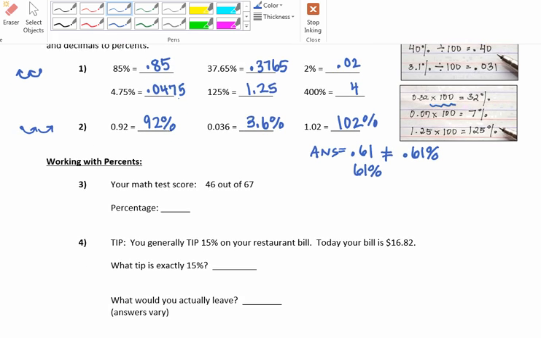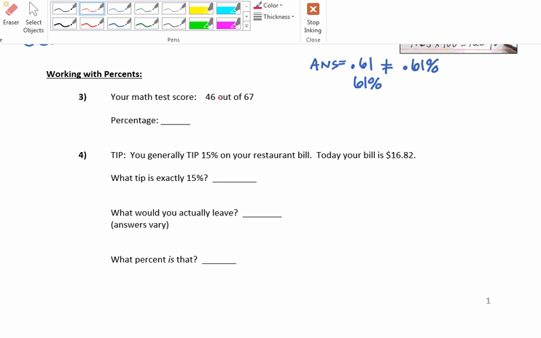All right, so working with percentages, you need to be able to find basic percentages, like your math test score was 46 out of 67. So 46 divided by 67. And I end up with 0.6866, etc. If I was going to write this as a percentage, I might say this is approximately 69% rounded. How many decimal places do you need? Well, that just depends on the problem and what makes sense in the nature of the problem or what the instructions tell you to do.